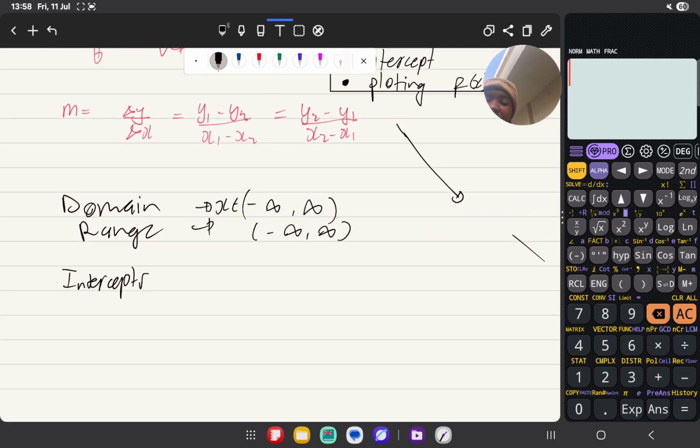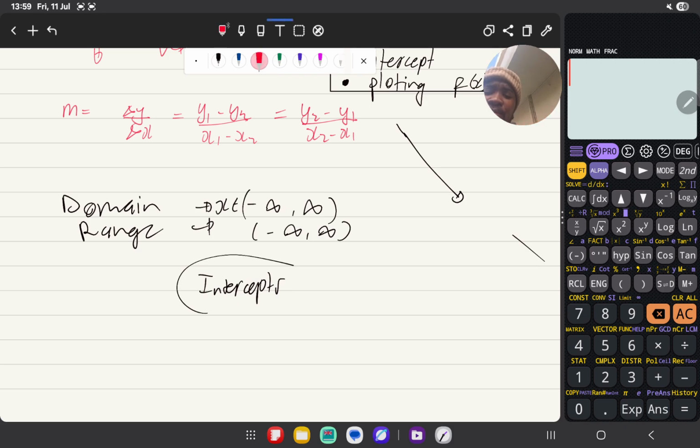And then as for intercepts, we have two of them. You have your y-intercept and you have your x-intercept.